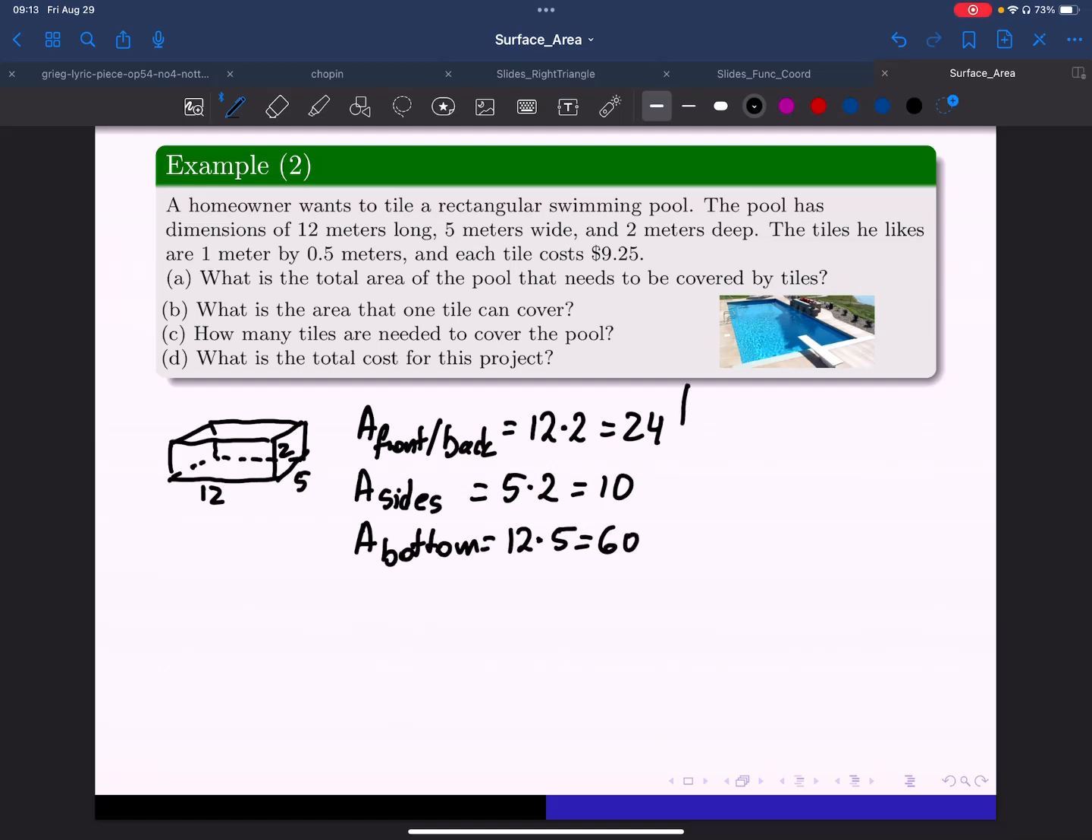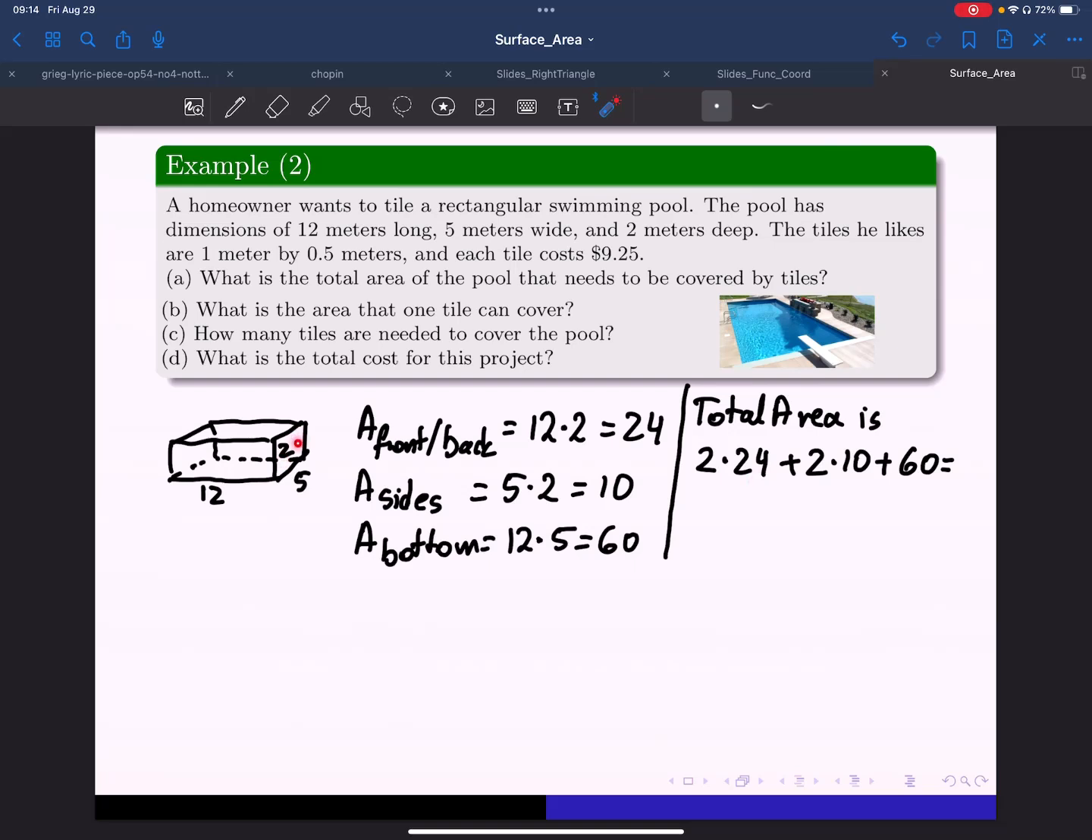So the total area that we need to calculate would be total area is, we have 2 times 24 plus 2 times 10 plus 1 bottom. That means back and forth, front. So we have front and we have back. So that's why we need to have two of those.